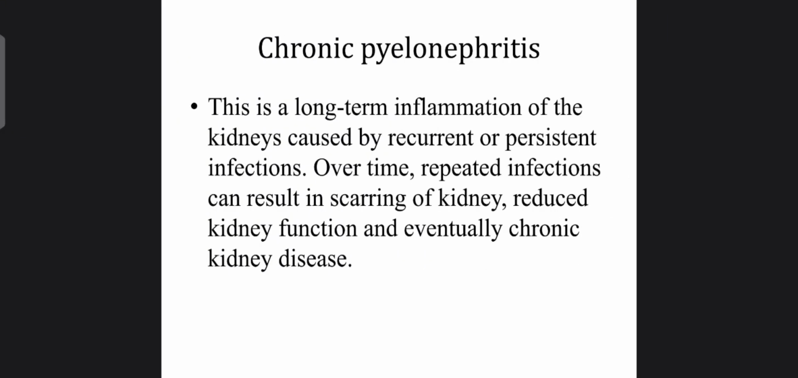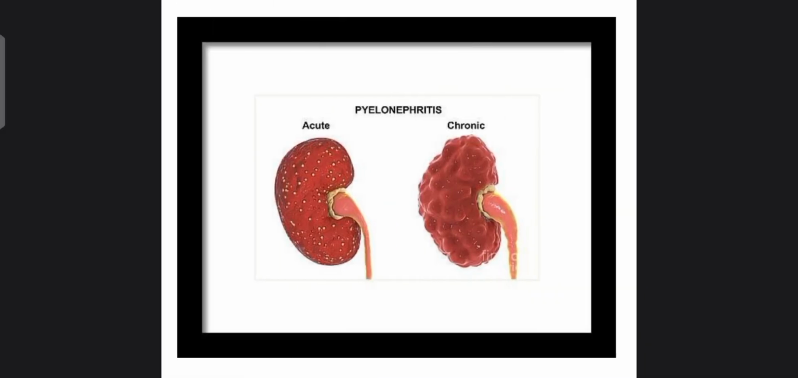We equally have the chronic pyelonephritis. Chronic, it's a long-term inflammation of the kidneys, and it's usually caused by recurrent or persistent infections. If this is left over time, it could result in kidney scarring, reduced kidney function, and eventually chronic kidney disease. So we could see this clear delineation of the acute and chronic kidney structures clearly displayed in this image.